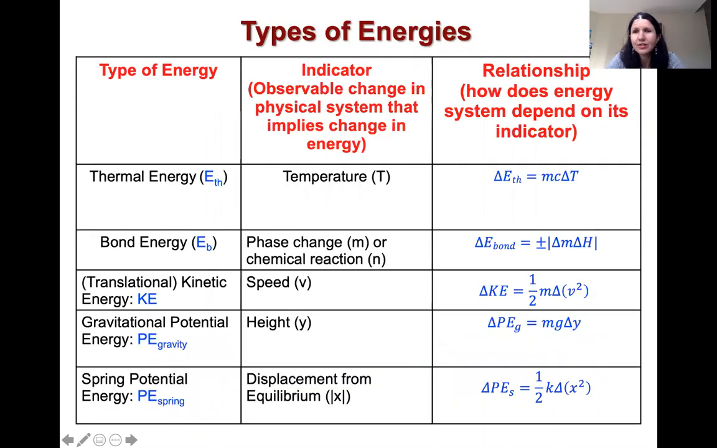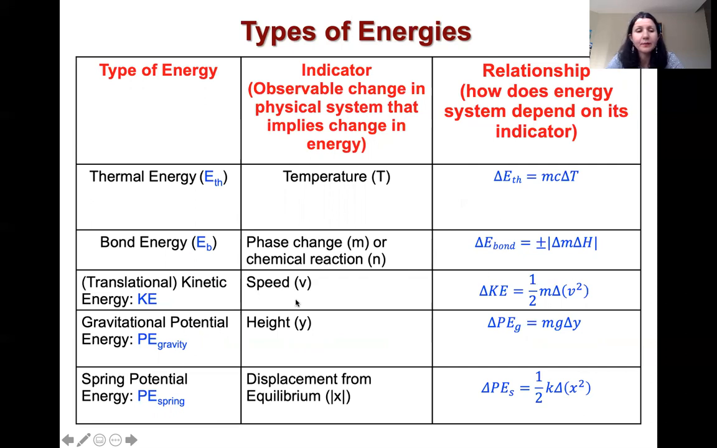Okay, so this is just a good step back, summarizing what we've learned so far in this class. We started with just looking at changes in thermal and bond energy. Thermal energy when there's a change of temperature, bond when there's a phase change or chemical reaction. And then you were introduced to the relationships between the energies and their indicators.